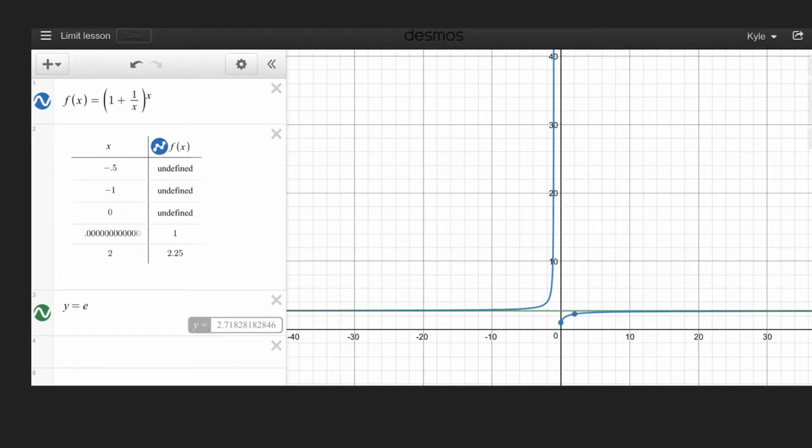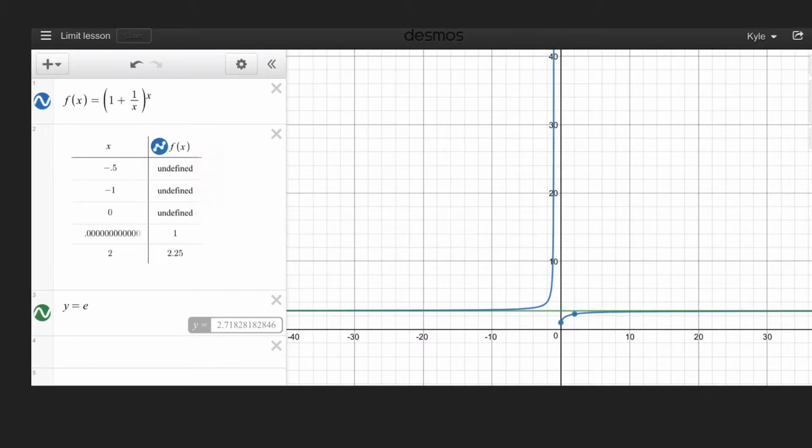So I hope your graph looks similar to mine. Here I use Desmos to graph this function. And if you see here, I also have a data table. This data table can be claimed in Desmos by simply pressing this settings button and selecting the data table. What's handy about this system is I can plug in values for my input, so negative 0.5, negative 1, 0, and get my output.